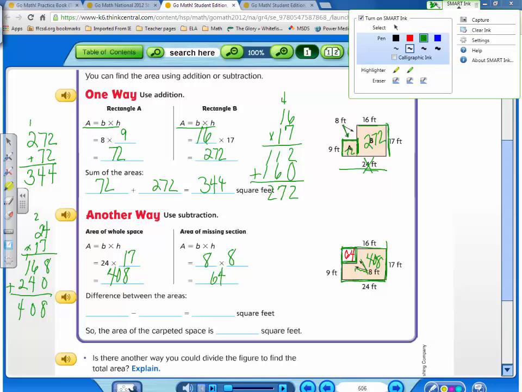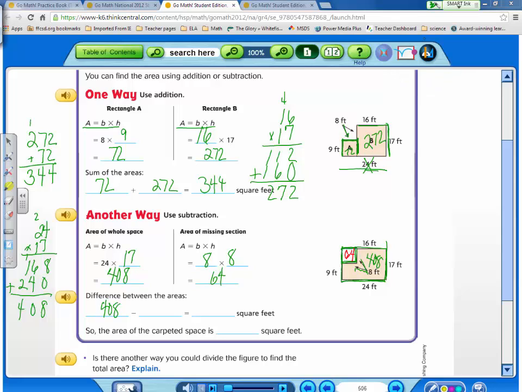Okay, so now I have 408 minus 64, and if I do 408 minus 64, 8 minus 4 is 4, 10 minus 6 is 4, and we have 3. We end up with 344, which was what we got when we did it by adding. So you have a choice. You can find the two small rectangles and put them together, or you can find the big rectangle and take out the part that we're not talking about.